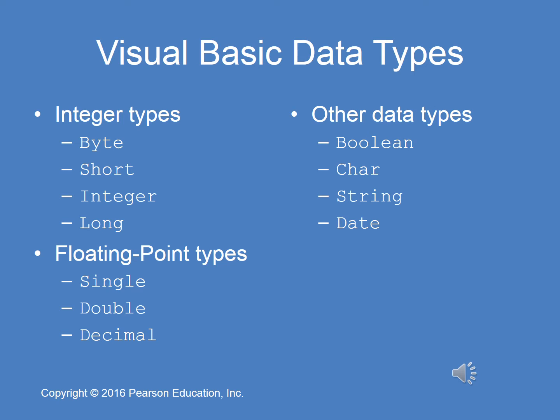Other data types. A Boolean is a variable that only has two states, true or false. A char is a single character, any character on the keyboard. A string is a sequential grouping of characters, like hello world, that was a string. And a date, which holds a date. We're going to drill down on these in more detail in a few minutes.